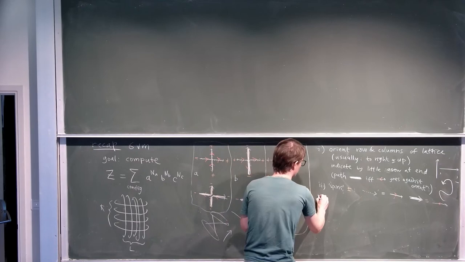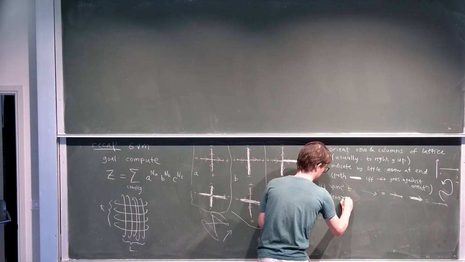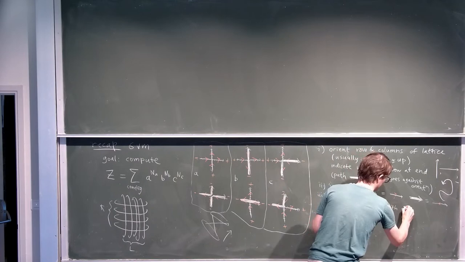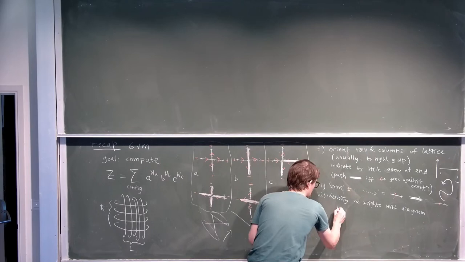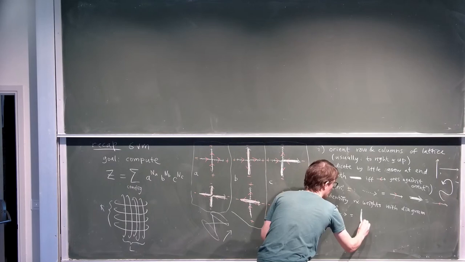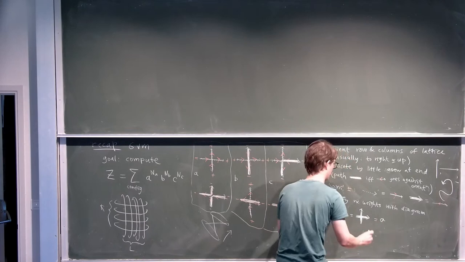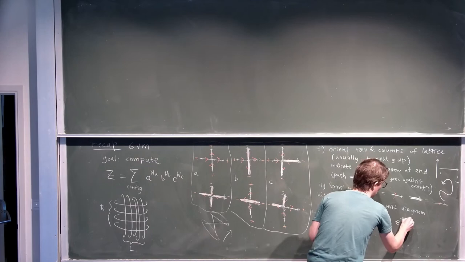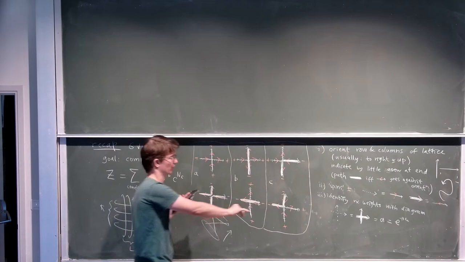And the third rule is that we're going to identify the vertex weights with their diagram. So for instance, I'm going to say that this diagram is going to be equal to this diagram, and it's going to be equal to A, which was the vertex weight, and I remind you from last time that physically this was E to the minus inverse temperature times the energy of the configuration at that vertex, right? So it was kind of a Boltzmann weight at the vertex.